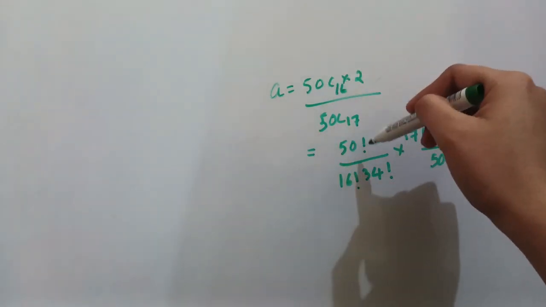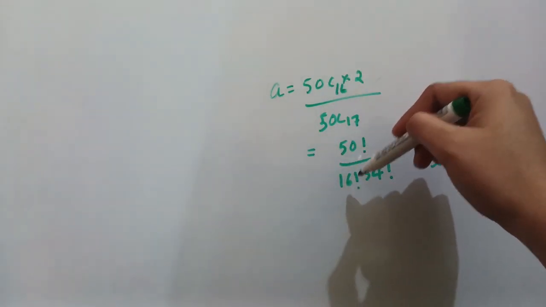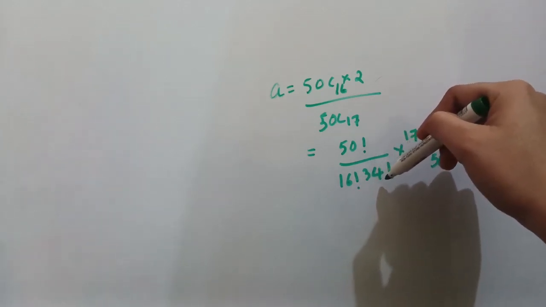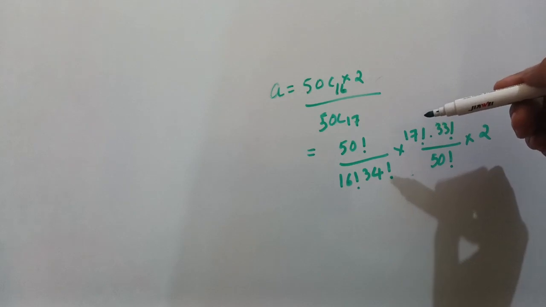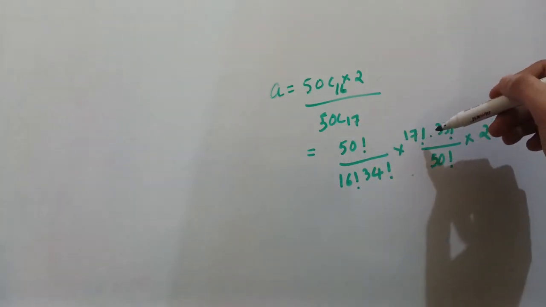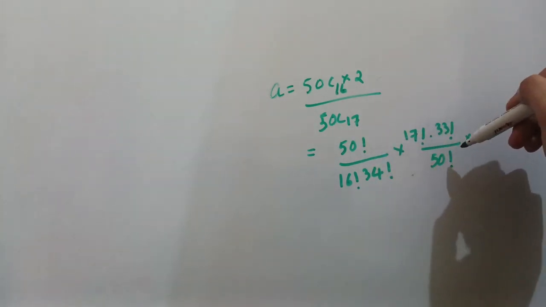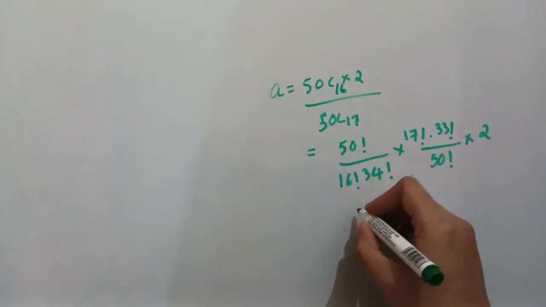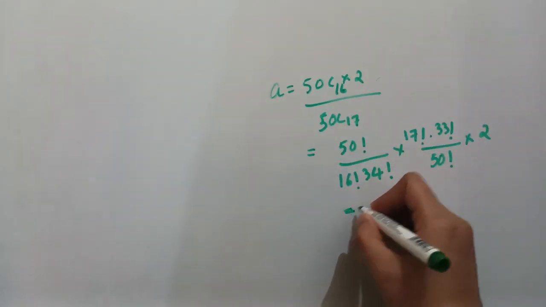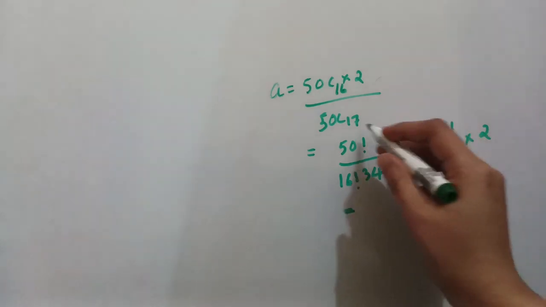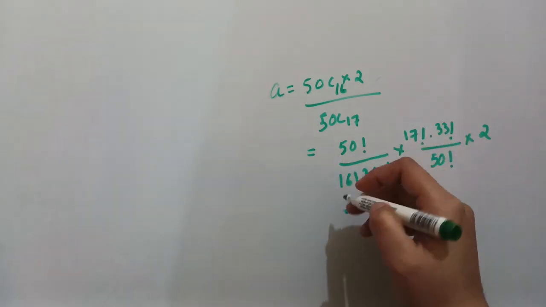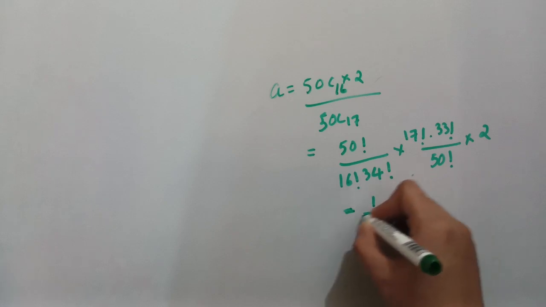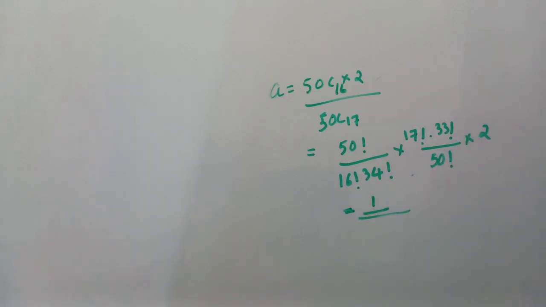50C16 equal to 50 factorial divided by 16 factorial into 34 factorial, into 50C17 equal to 17 factorial into 33 factorial divided by 50 factorial, into 2, which is equal to 50 cancel. We got the answer as 1.